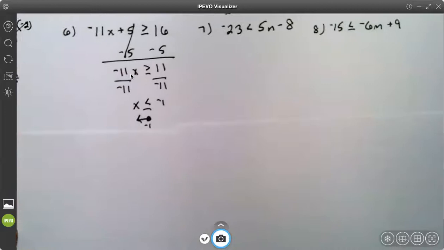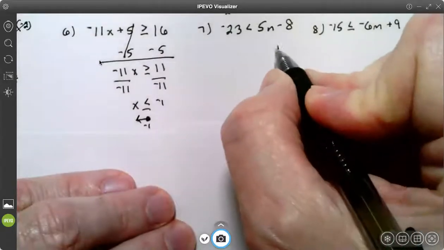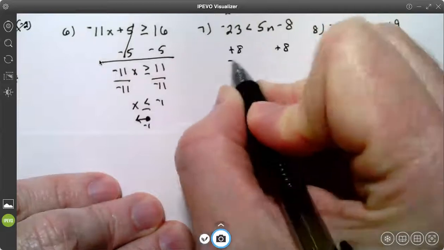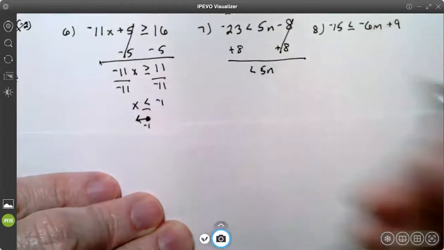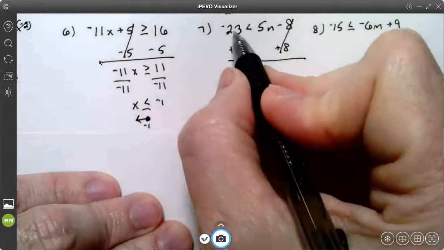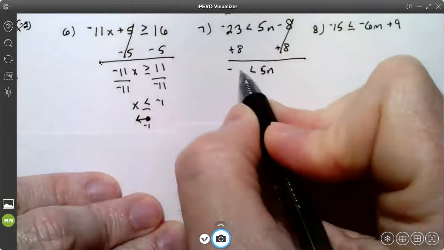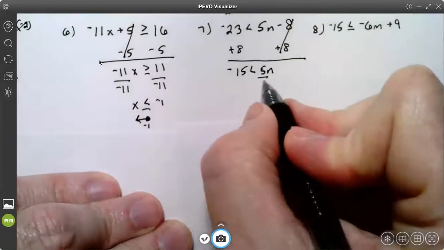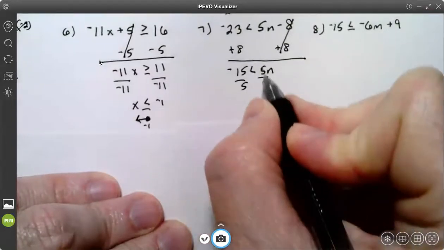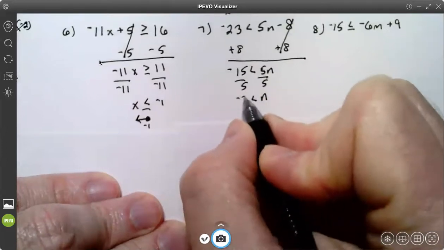Number 7. On number 7, to get rid of -8, we plus 8 to both sides. -8 and +8 cancel out, leave me with 5n. I didn't multiply or divide by negative, so my sign comes down. -23 plus 8. Keep the sign of the larger and subtract. 23 minus 8 is 15, so you get -15. Now, to get rid of times 5, I divide by 5. Remember, I'm dividing by positive. That's what matters, so I don't flip my sign. -15 divided by 5 is -3.